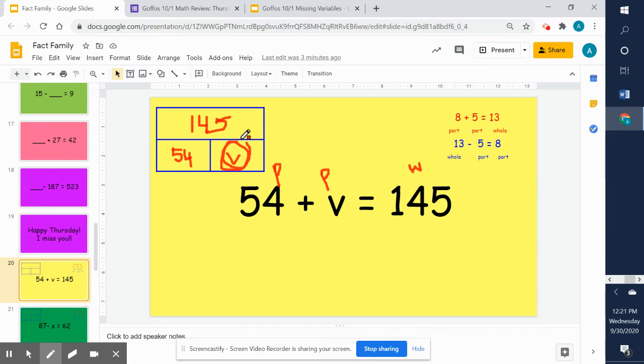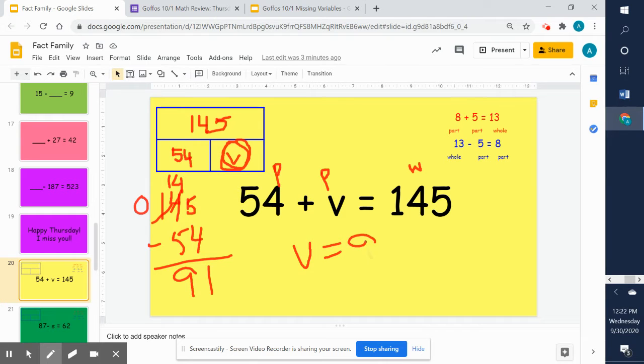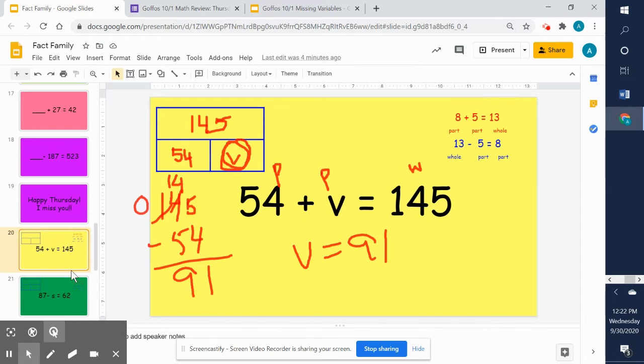When we are missing a part, we are going to subtract. So we have 145 minus 54. 5 minus 4 is 1. 4 minus 5, I cannot do that, so I have to borrow. And 14 minus 5 is 9. So my answer would be 91. So I'd say V equals 91. Let me do a couple more.